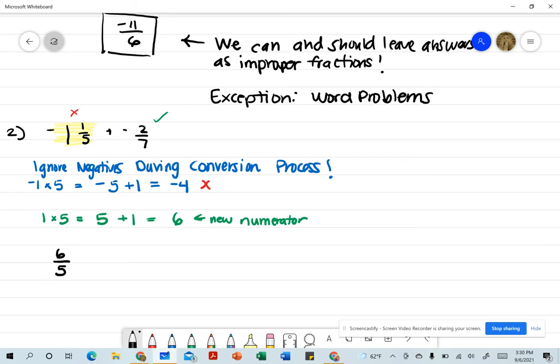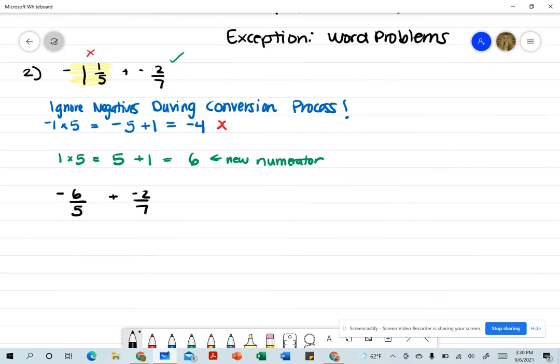Now, since it was negative 1 1/5, it's negative 6/5, right? If it started with a negative, I just tack on the negative at the end. Again, I don't worry about the negative in conversion. What I do is I remember it at the end. If it was negative, it stays negative, okay? All right, so now I have that plus negative 2/7. That's my first step done.